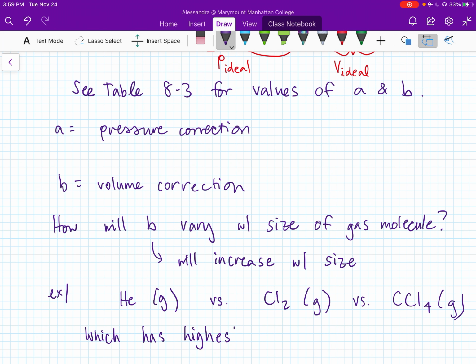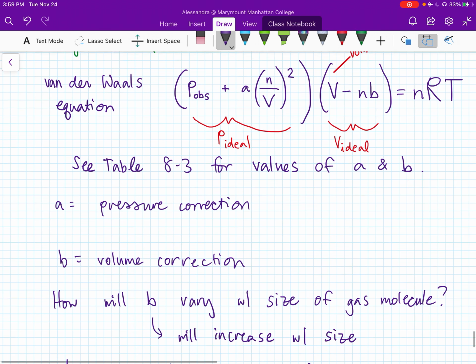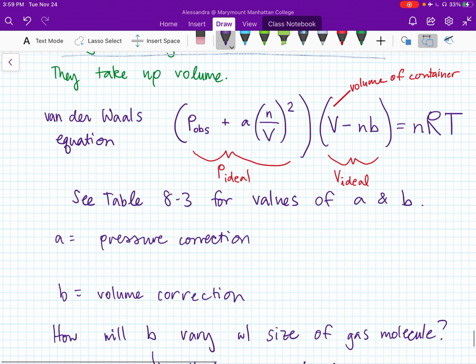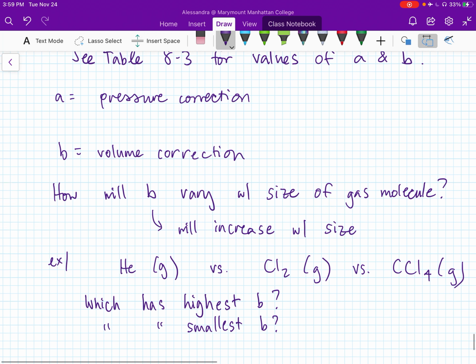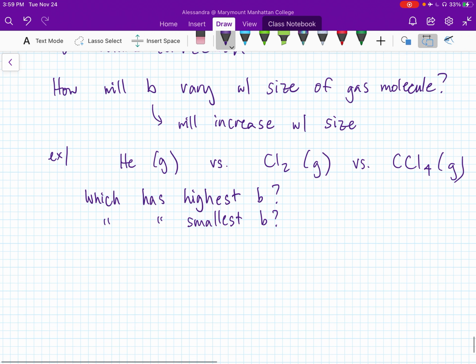You should be able to predict that without looking them up in the table. You can also probably estimate which one is going to have the smallest value for B. Remember, B is the volume correction factor in the van der Waals equation, and it takes into account the volume taken up by the gas molecule. So the bigger the molecule, the higher the B value we're going to have.